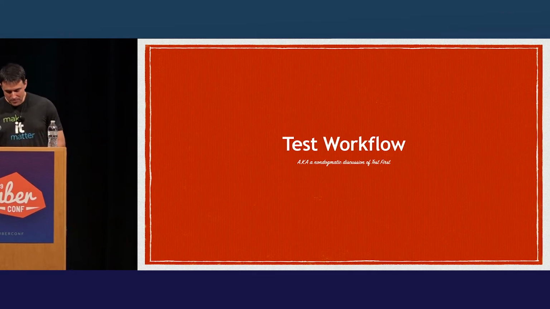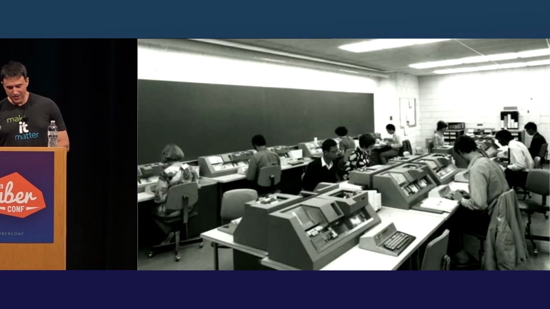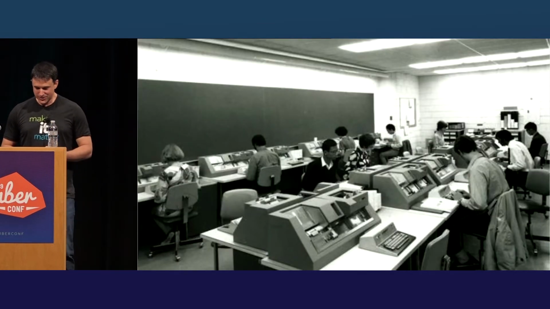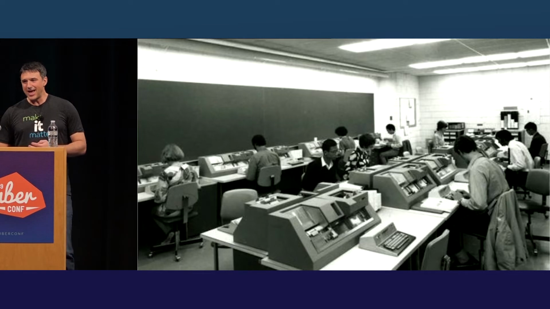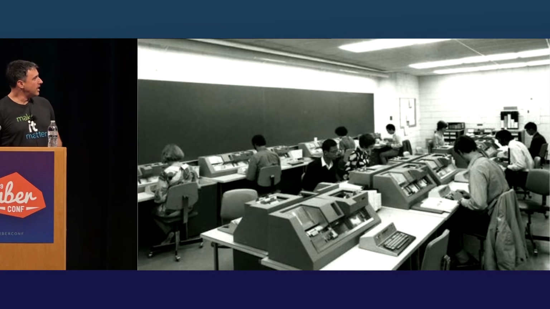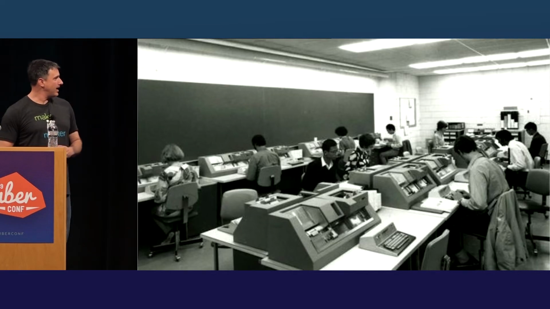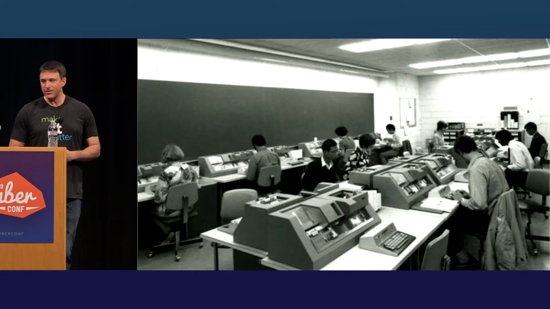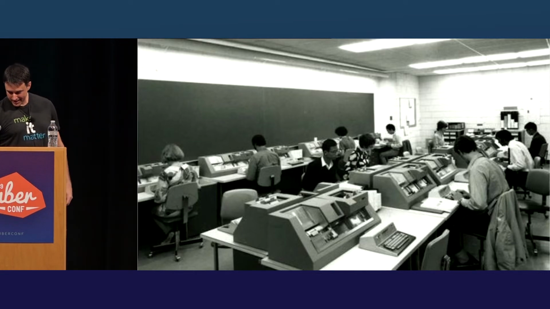So I'll start out with another walk through history here. This is a computer lab in the 70s. A couple of fun things to notice. Where the heck are the monitors? Also, I don't think there's any internet or networking there. So how in the world did you do anything back then?